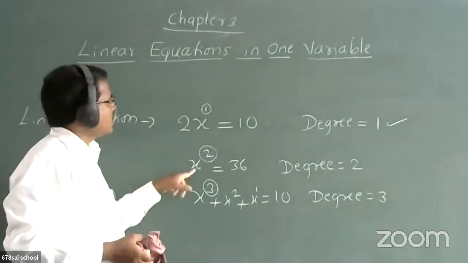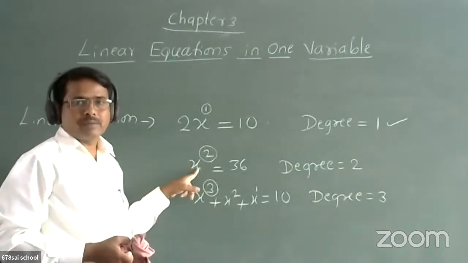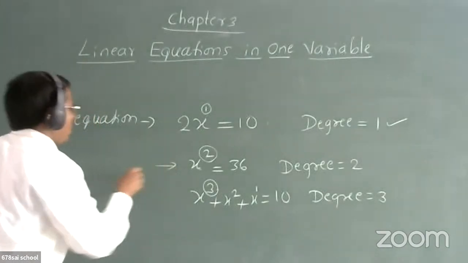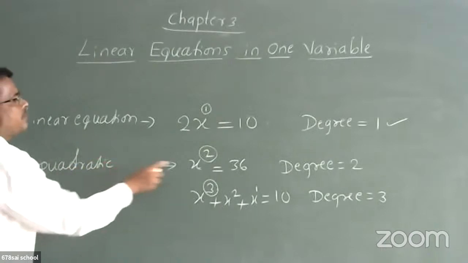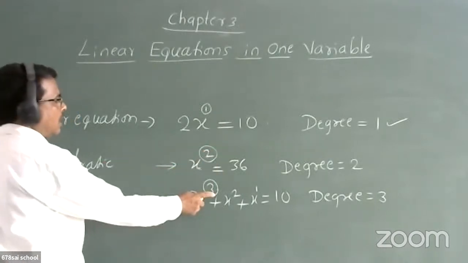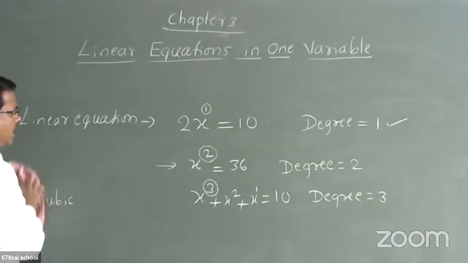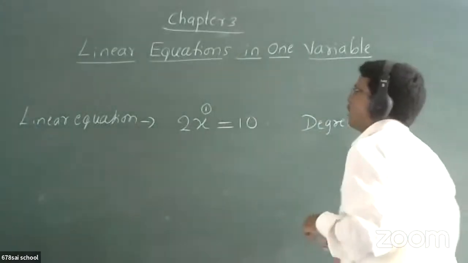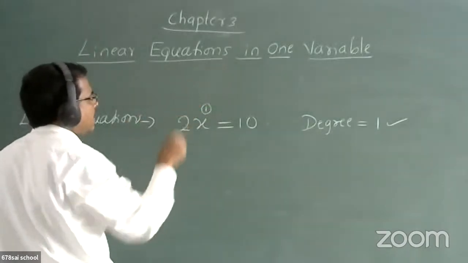So this is linear. This is not linear. It is called a quadratic equation. This is just an example I have taken. Here the degree is 3, that is called cubic. Now we are not going to study these algebras. We are going to study only the linear equations in one variable.